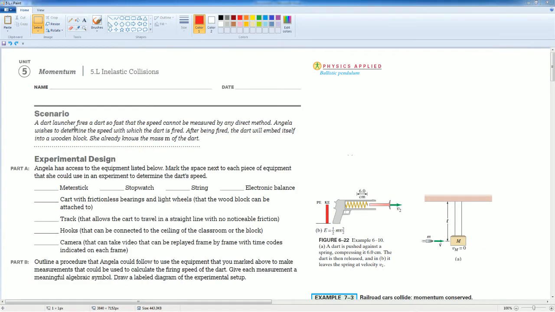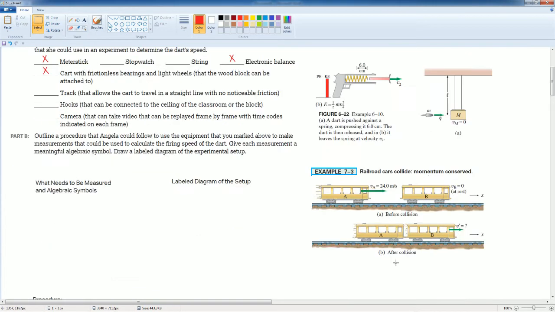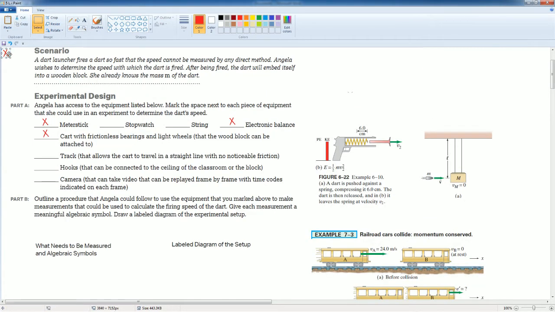So we're going to be needing a meter stick. That's to get us our distance. We're going to need mass, so we're going to need an electric balance. We're also going to need a cart right here, because one's going to be stationary, the dart's going to hit it. Of course, a track for the cart to move on with no noticeable friction. You don't need a hook.